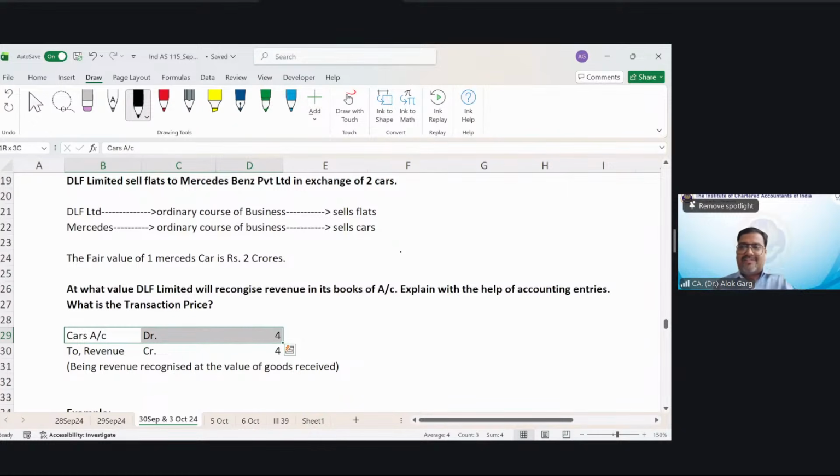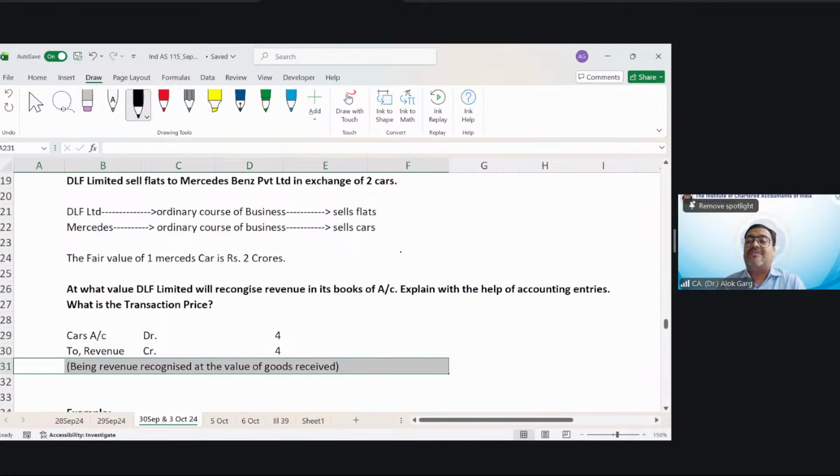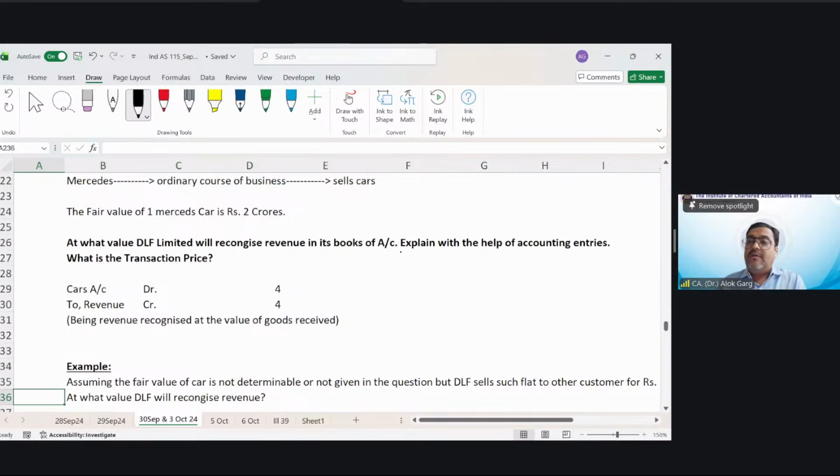Value of the car which is coming. Value of the consideration which is coming. So car account debit 4 crore, 2 multiplied by 2, revenue 4 crore. Being revenue recognized at the value of goods received. Okay, at the value of goods received. Is that clear? I hope it is clear to all of you, right?